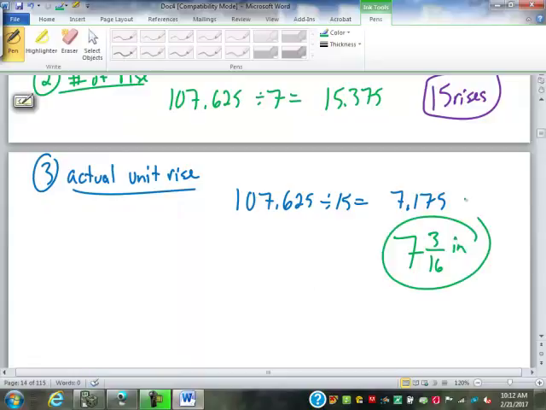How many of you had 7 3/16 inches? How many of you had no clue how we got 7 3/16 inches? I don't know. You know how you got there? You just made a mistake? Good.